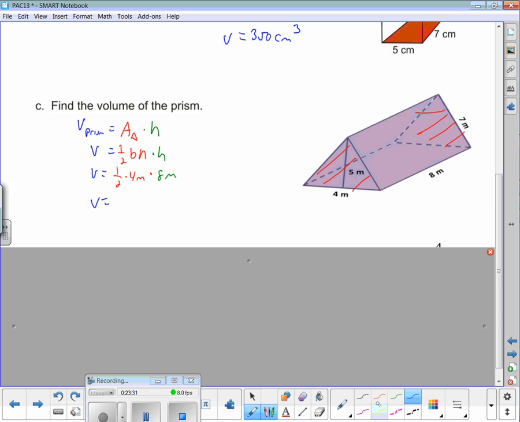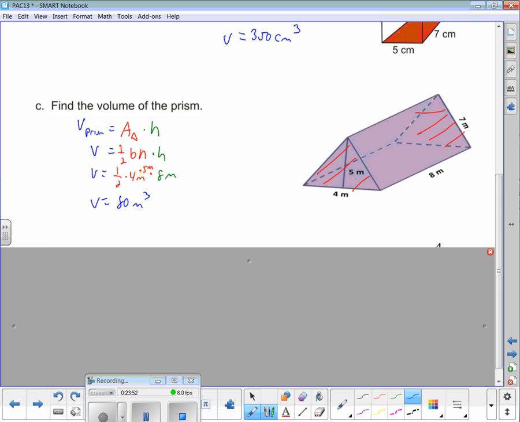Oops, I never got my height in there. I looked and I saw I didn't have meters, meters, meters. I got to get my height in there. All right. Yeah, you can do this in your head. So half of a 4 is 2. 2 times 5 is 10, and 10 times 8 is 80, and we got 80 meters cubed.